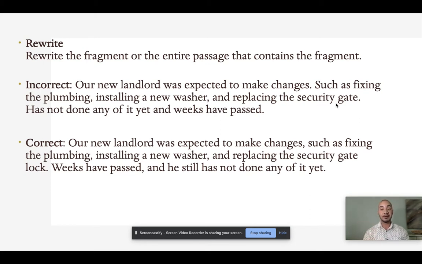So in the first two sentences, we've combined them to fix the fragment. And in the third one, we've added a phrase that lets us know when the action is happening: weeks have passed, and he has still not done anything yet. We've added a subject. And so this is actually a compound sentence in the end.